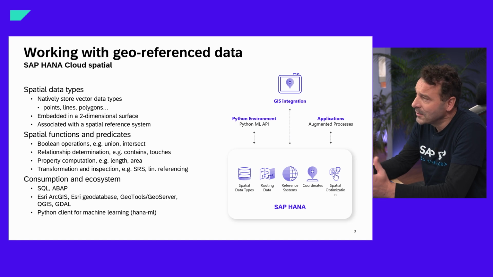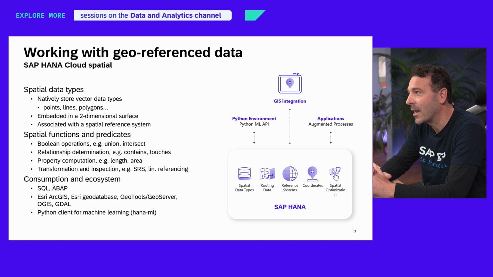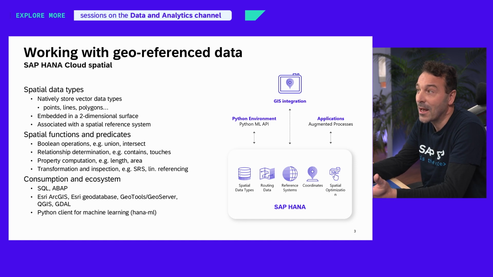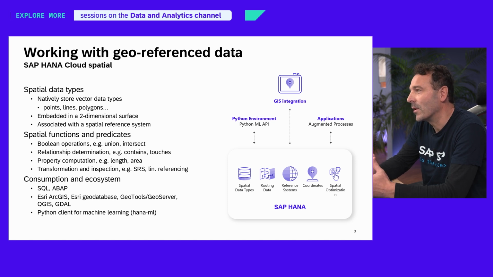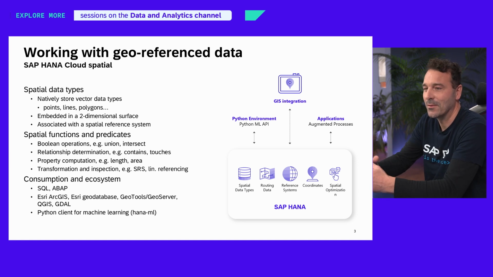A little bit into the details. Let's start off with the spatial engine of SAP HANA Cloud. So the spatial engine allows you to store so-called vector data, things like points and lines and polygons representing cities and rivers or admin boundaries.